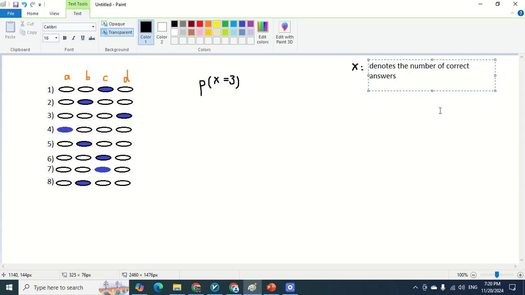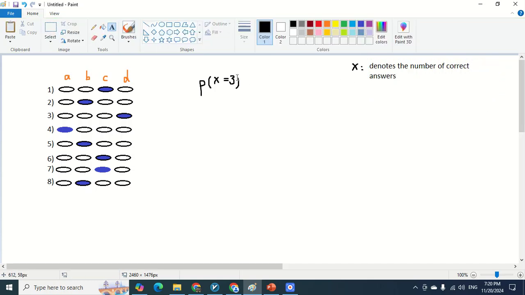So this is X, and I want to know the probability of answering exactly 3 questions correctly. In this type of statistical experiment, first of all you should think about the characteristics of the question. The student answers 8 questions, so a statistical experiment is repeated 8 times. So n, the number of statistical experiments repeated here, is 8.